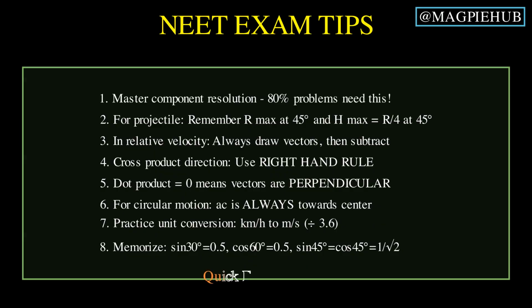Here's a quick formula recall for your exam. Range equals u squared sin 2 theta over g. Maximum height equals u squared sin squared theta over 2g. Centripetal acceleration equals v squared over r.